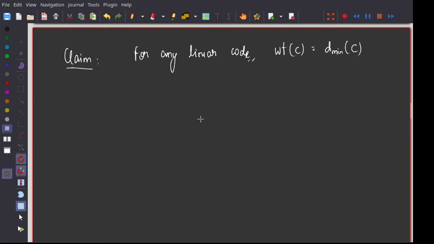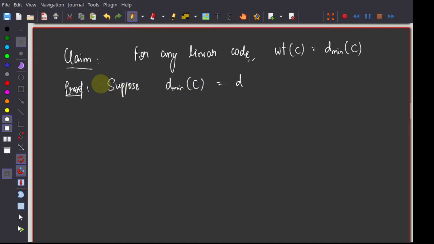Any thoughts? Remember, it's for a linear code, correct? So suppose that the minimum distance of the code is equal to some number d.